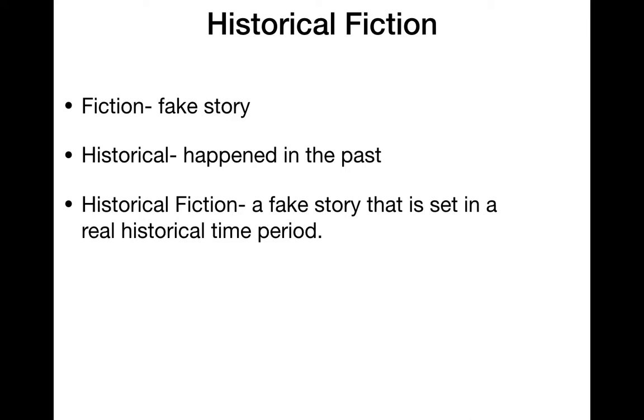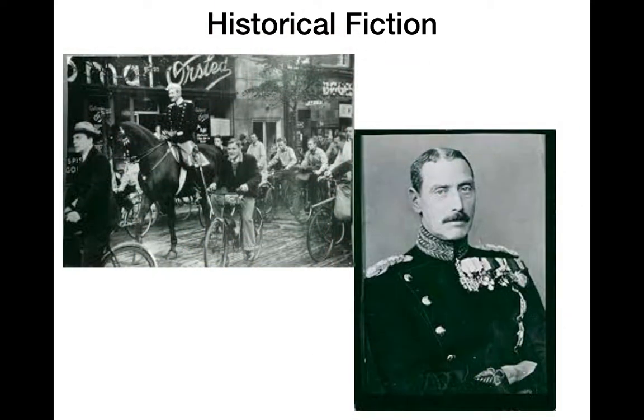Can you think of who that person is? Who is that man who rides by on the horse? You remember his name? It's King Christian the 10th. Very good. So King Christian X was a real king. He was the king of Denmark.